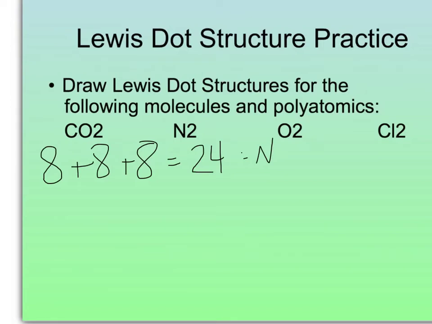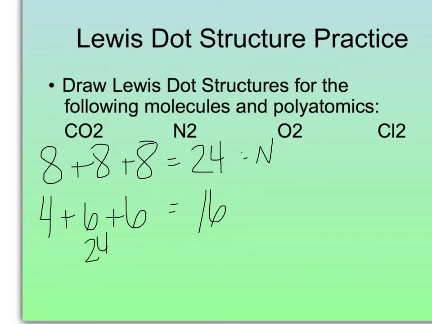Our A is how many they actually have. So what's their valence electron? For carbon it's 4. For oxygen it's 6, and the other oxygen is 6. So 6 plus 6 is 12, plus 4 is 16. Okay, so now we go 24 minus 16 divided by 2.